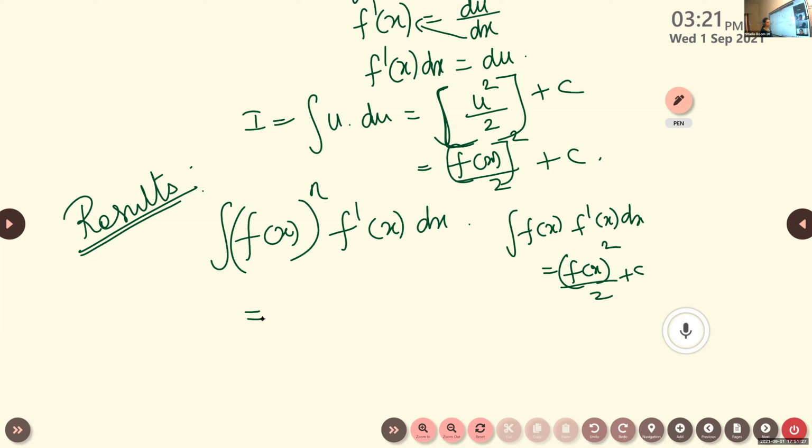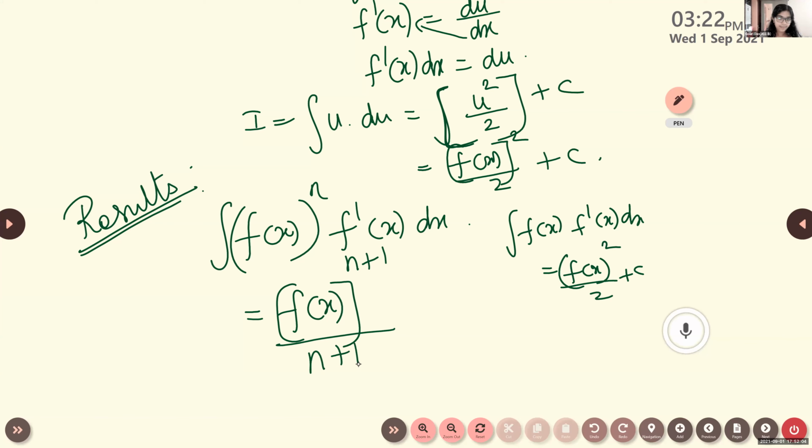So can you guess the answer? Can you generalize it? Yes, try this answer. Gayatri, what is the integral of f of x raised to n into f dash of x into dx? Aditya? F of x raised to n plus 1 by n plus 1 plus c. Okay, we can generalize it.